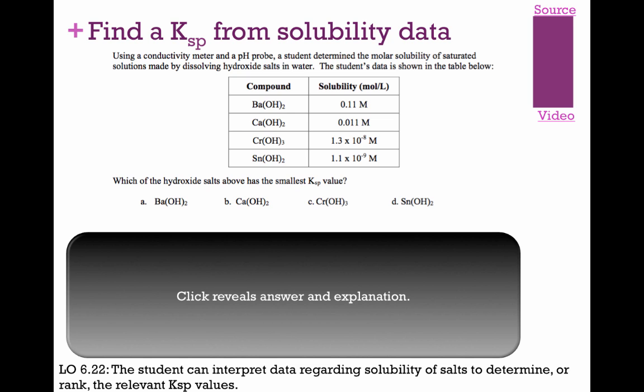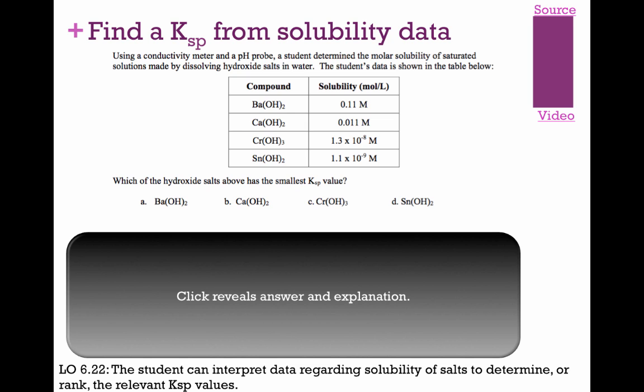And I can go through all of that. Really, what I'm going to notice is that it's going to be between the chromium hydroxide and the tin 2 hydroxide, because notice how small their solubilities are. They're much, much smaller than barium and calcium. So I'm really just going to focus on chromium and tin. I'm going to write the Ksp expression for this, which is the concentration of Cr3+ times OH minus cubed, and then the concentration of Sn2+ times OH minus squared.